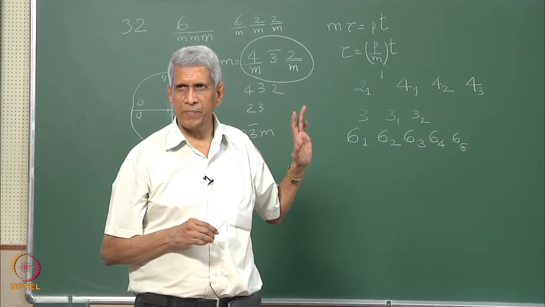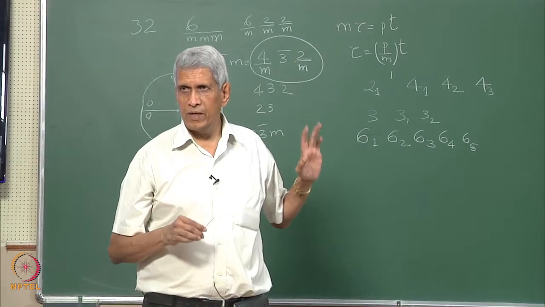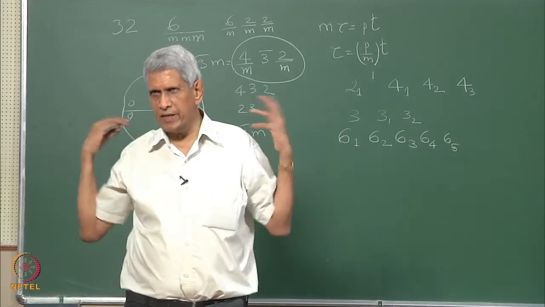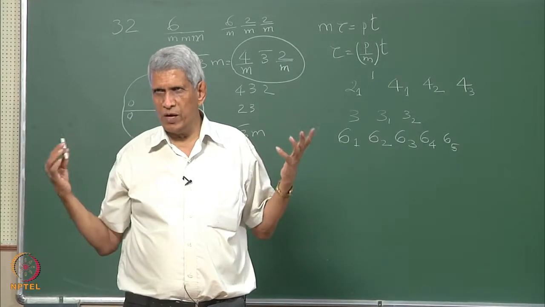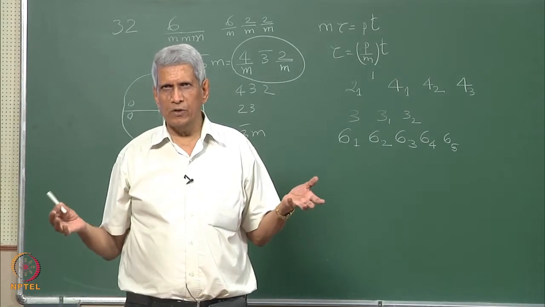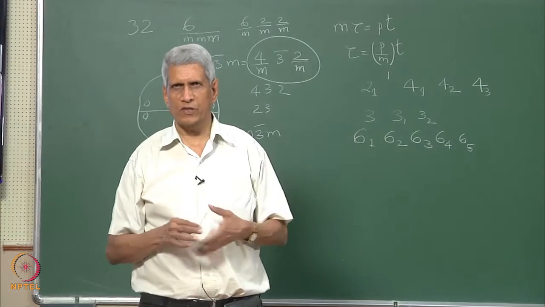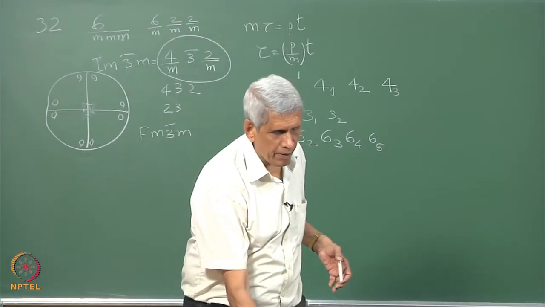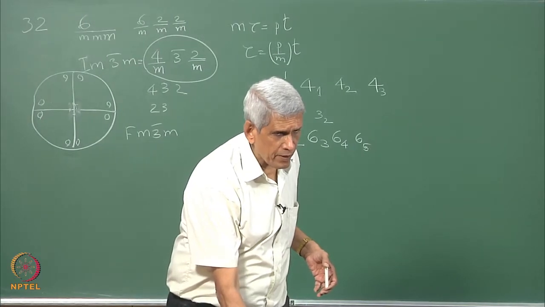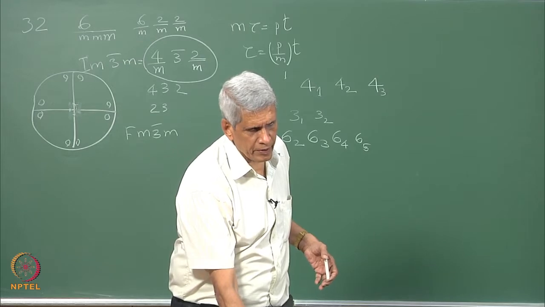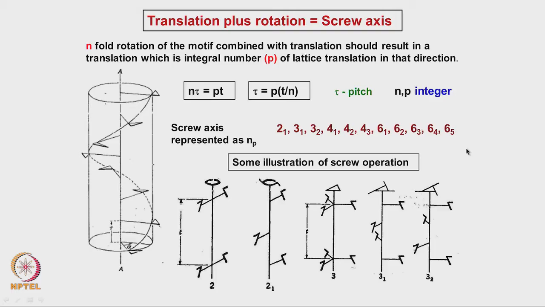Is this clear? This is in addition to the fact that some crystals can exhibit a screw axis. In some crystals it can be just a simple 2-fold or 3-fold or 4-fold or 6-fold rotation also. So now we know, I think, 11 types of screw axes are possible.